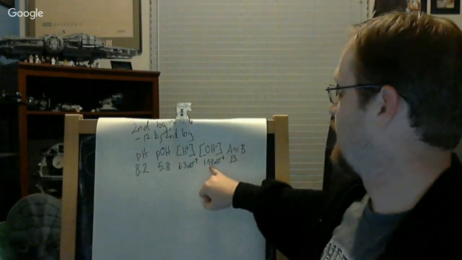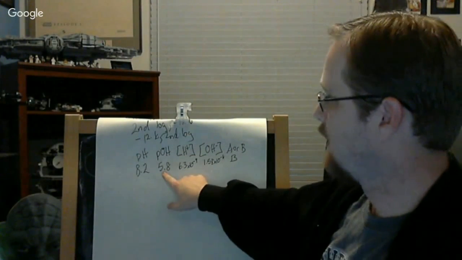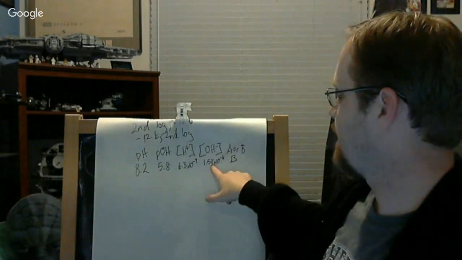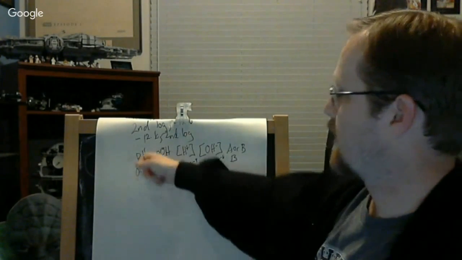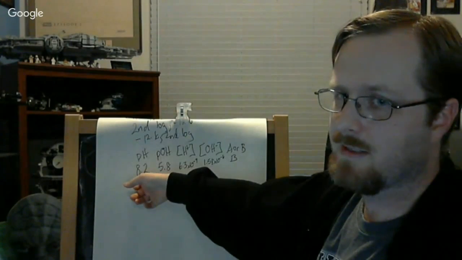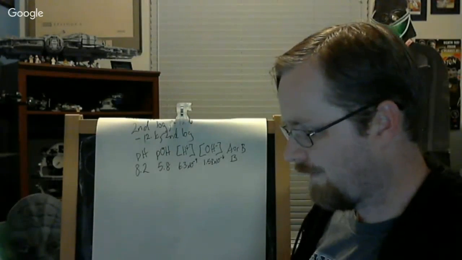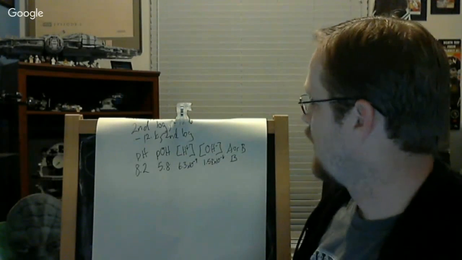And then for the hydroxide concentration, I'm going to take the pOH. So I'm going to take a negative 5.8 second log to get that. And then for the acid or base, what I'm looking at is the pH. Remember, 0 to 7 is an acid, and then 7 to 14 is a base. So there you go. Okay.